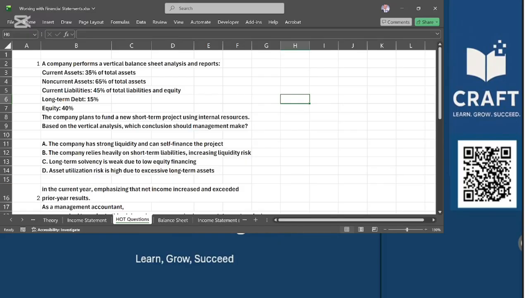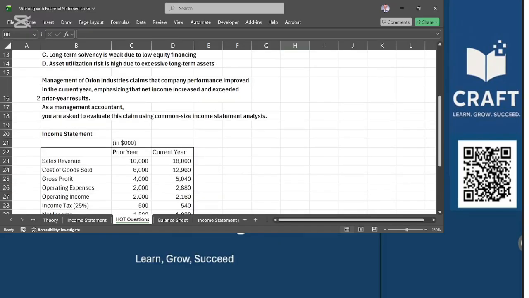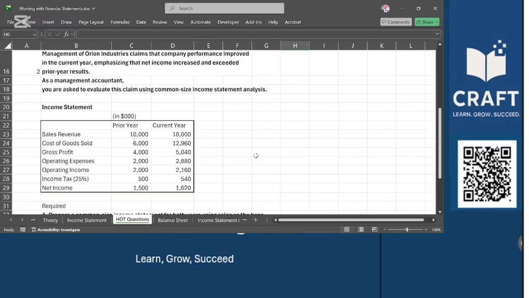So if you look at the different options, you see that option 2, option B: the company currently relies heavily on short-term liabilities to fund their assets, which has an impact on the liquidity risk, or which increases the liquidity risk. It claims that the company's performance has improved in the current year, emphasizing that net income exceeded the previous years.